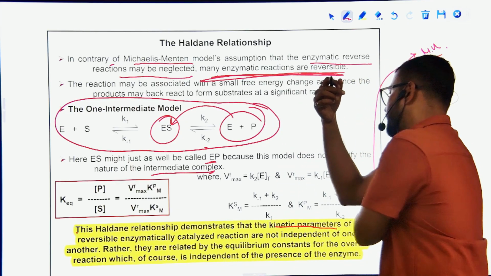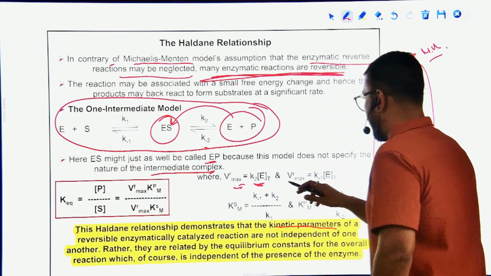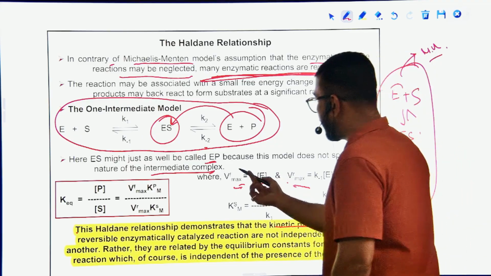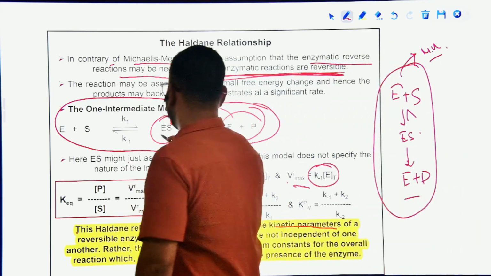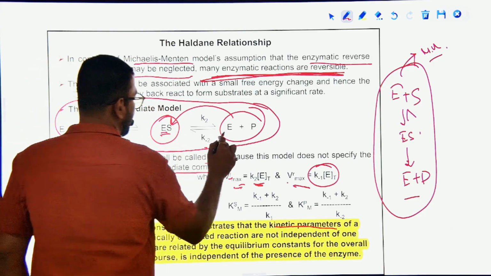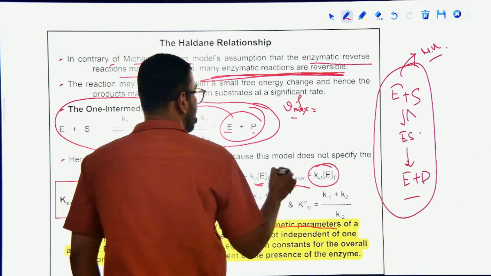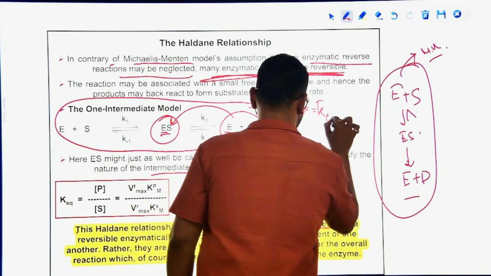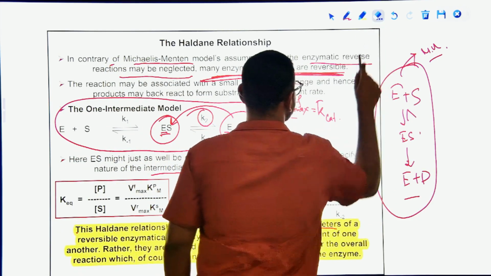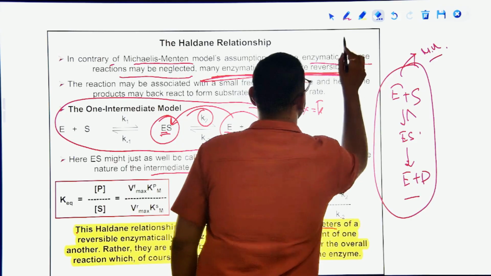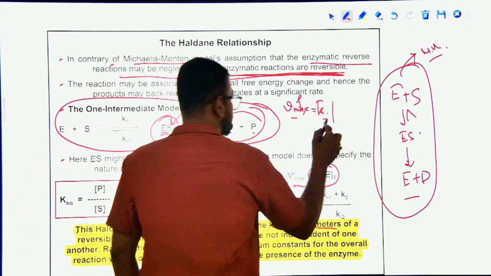So, for this aspect, Vmax forward can be K2 into ET, as we have previously known, and Vmax reverse is K minus 1 into ET. For this, ES is getting converted into E plus P. So Vmax, if it is a forward reaction, typically Kcat, over here Kcat can be K2. So K2 into what? ET.